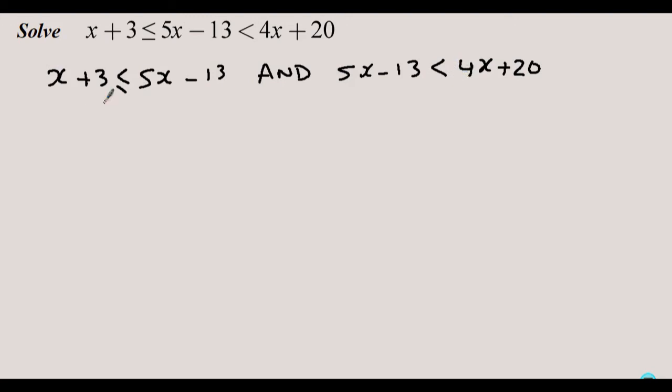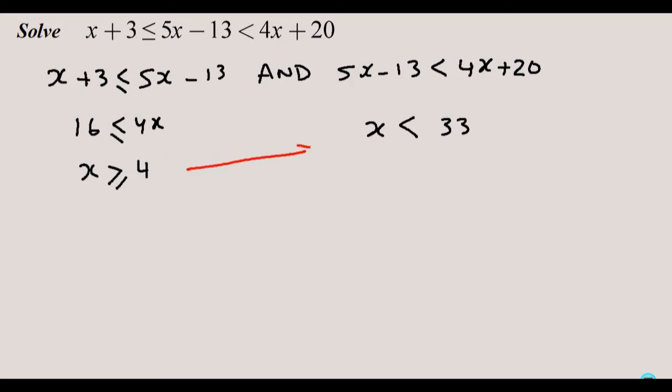Let's see what this means. If we rearrange, we get 16 is less than or equal to 4x. Dividing both sides by 4 and starting with the x gives me x is greater than or equal to 4. Now going here, moving the 4x to this side gives me x is less than 33. Note that it's important that those two conditions are met together. It's an "and".